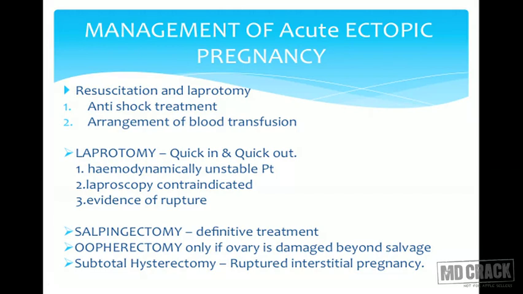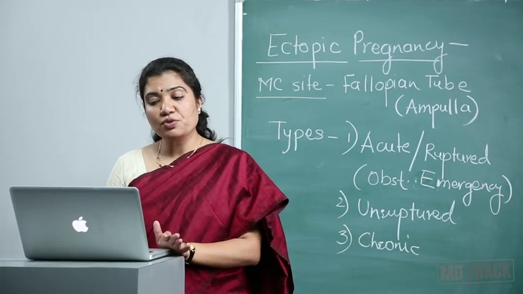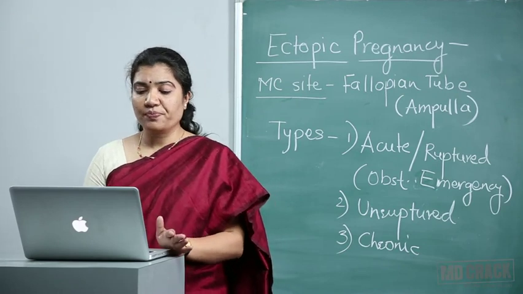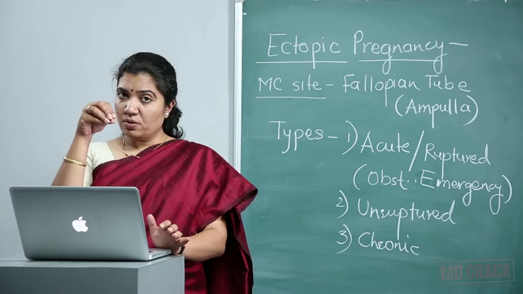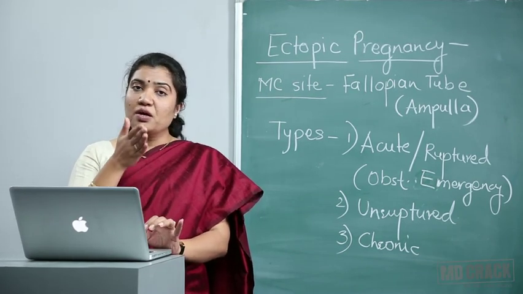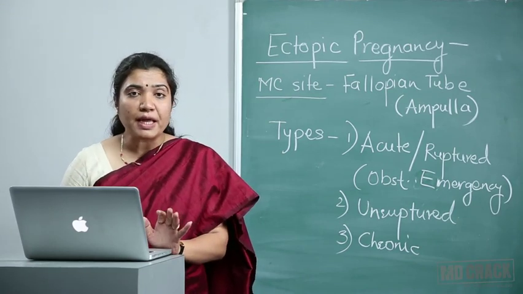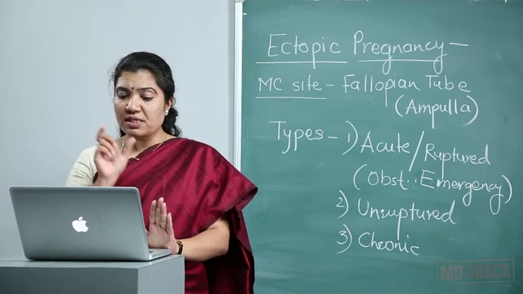But now, as the science is getting advanced and people are having mastery of laparoscopy, people are going for laparoscopic management even in case of ruptured pregnancy in a hemodynamically stable patient. What do we do? Either laparoscopically or laparotomically, we go inside, we look at the site where the rupture has taken place, we clamp it and remove that much portion of the tube, that is called salpingectomy. This is the definitive treatment, removing that portion, salpingectomy.